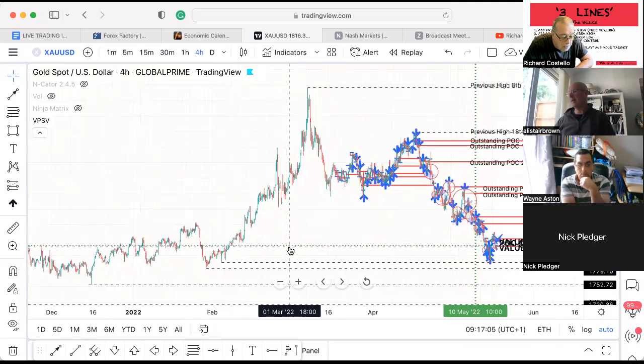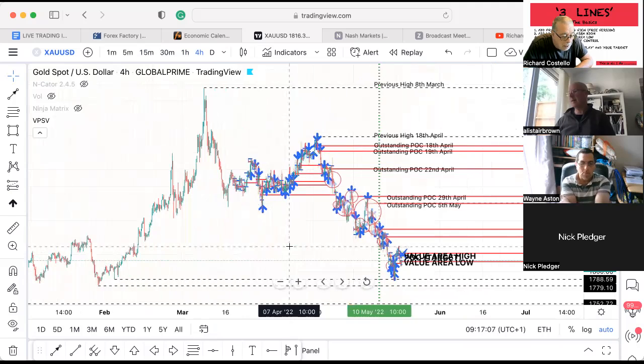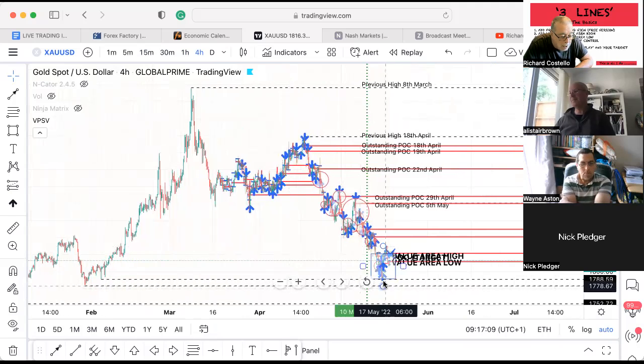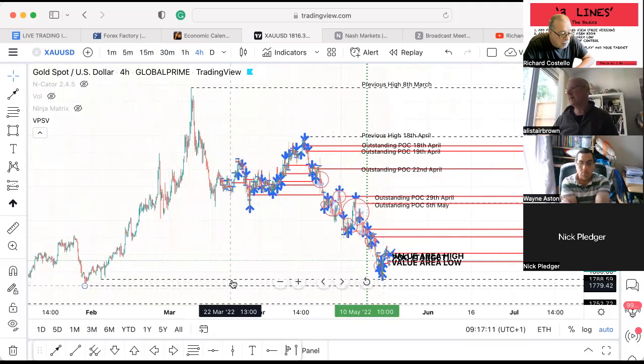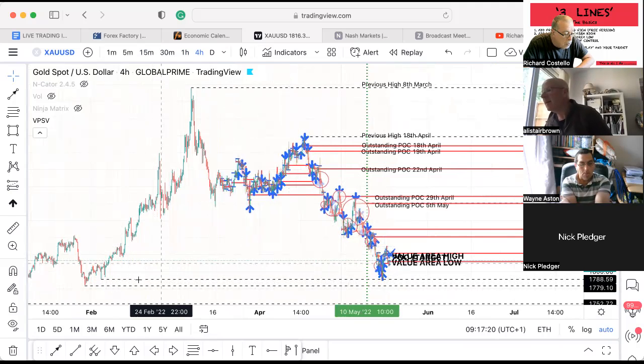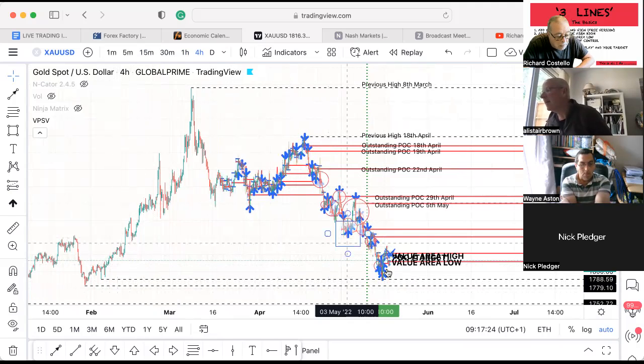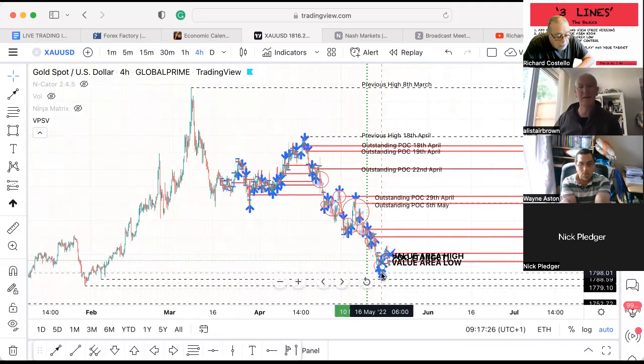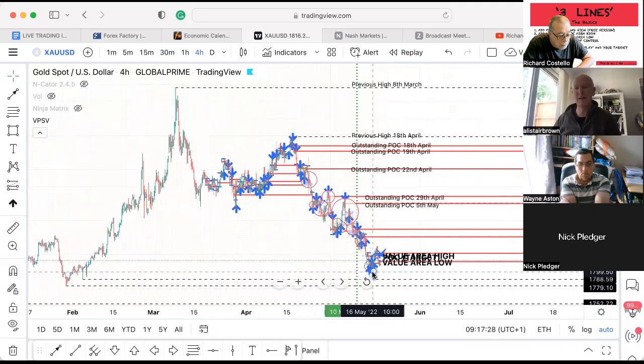But you can see why eventually they become important, because price went down to that one there. You see the first one, which is 3rd of February. It came down and it rejected. It totally swung. It wicked down to that, and then it went away from it. It's never been back to it until the 16th of May. That was a couple of days ago.